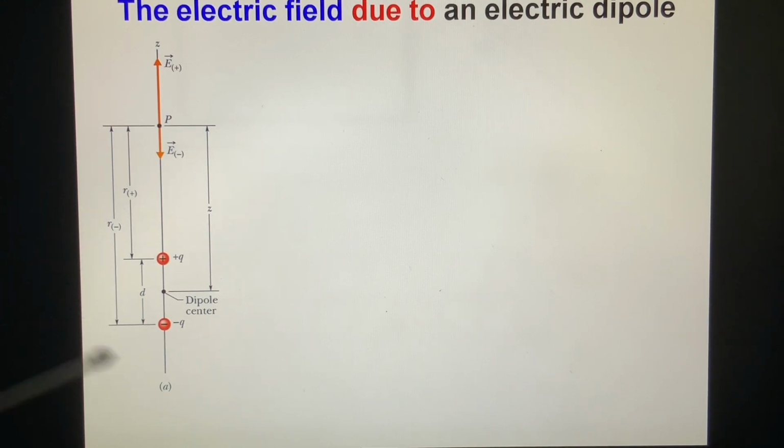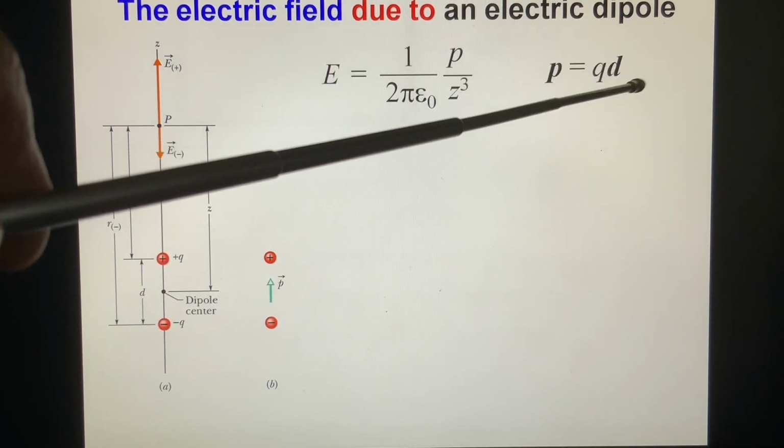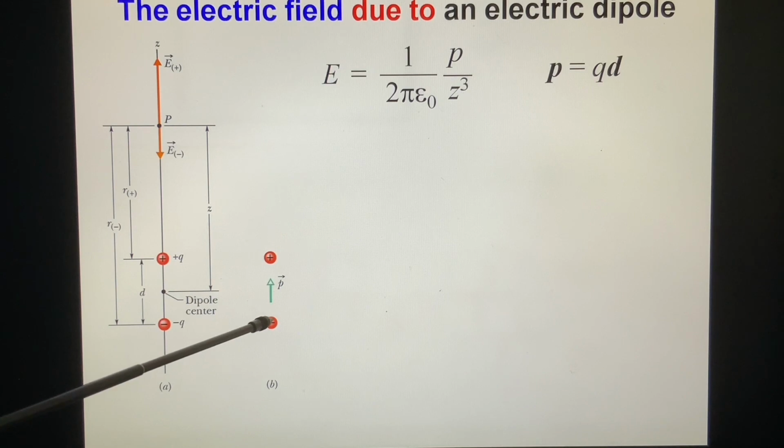This is the electric dipole. A couple of charges with the same magnitude but opposite signs. In this case, this is positive charge Q, this is negative Q, and the distance between them, d, is very tiny. We define a dipole moment p, which equals qd. The d is from the negative to the positive charge, okay?